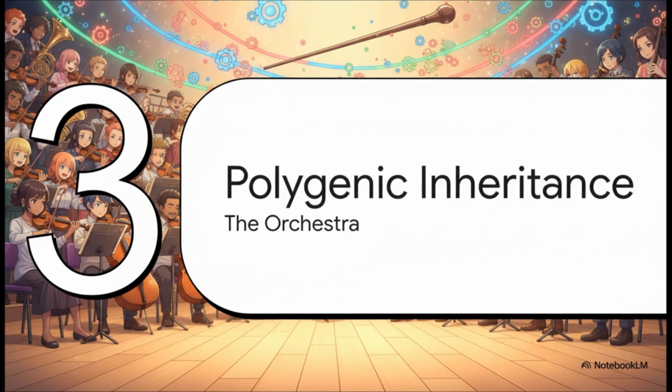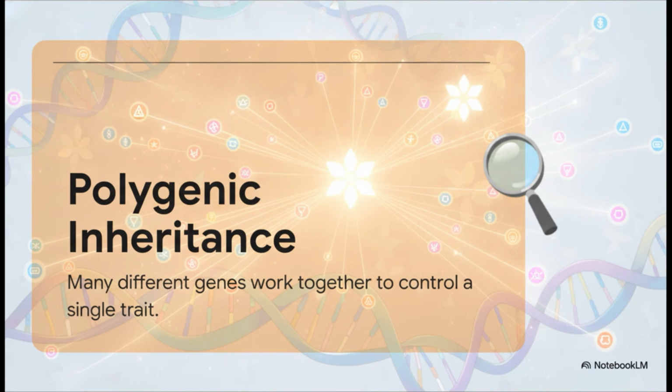Section 3. Polygenic Inheritance. The orchestra. A symphony of genes. Right, let's flip the script completely and move to our second concept. This is the exact opposite scenario to the solo actor we just talked about. Polygenic inheritance is when many different genes, meaning multiple loci, work together to control a single trait. So instead of one gene doing everything, you've got this massive team of genes collaborating for just one single outcome.